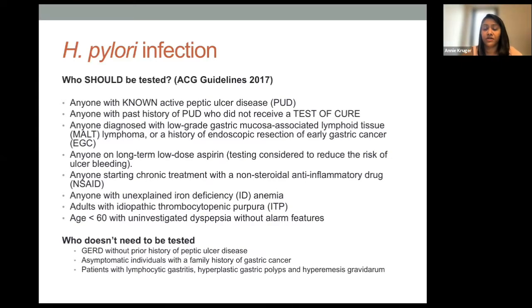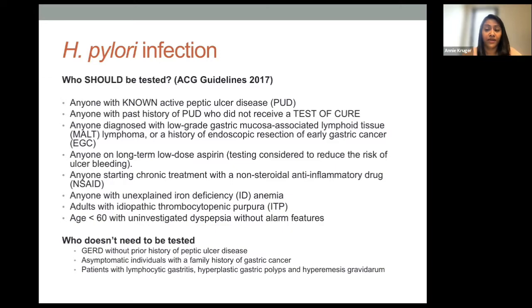So anyone who's on long-term low-dose aspirin, there's now a recommendation by ACG that those patients be tested or considered for testing to reduce any risk of potential ulcer bleeding over the long run. So that's another new change in the guidelines since 2017. And anyone that you're considering starting on non-steroidal anti-inflammatory therapies, please test them and make sure that they don't have it before you start them on, like, 800 milligrams of diclofenac or something like that. Anyone with unexplained iron deficiency anemia should get it.